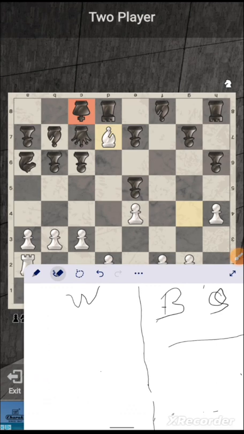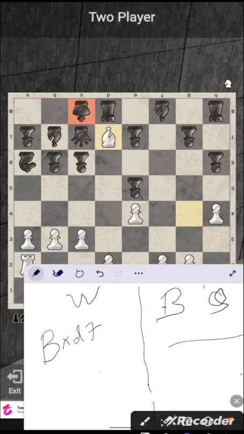Okay, so the white bishop is giving check to the black king. The bishop is represented by B. Before giving check, the bishop has done a capture, which is represented with X, and the square where the bishop currently is, is D7. You can see this is the D7 square.